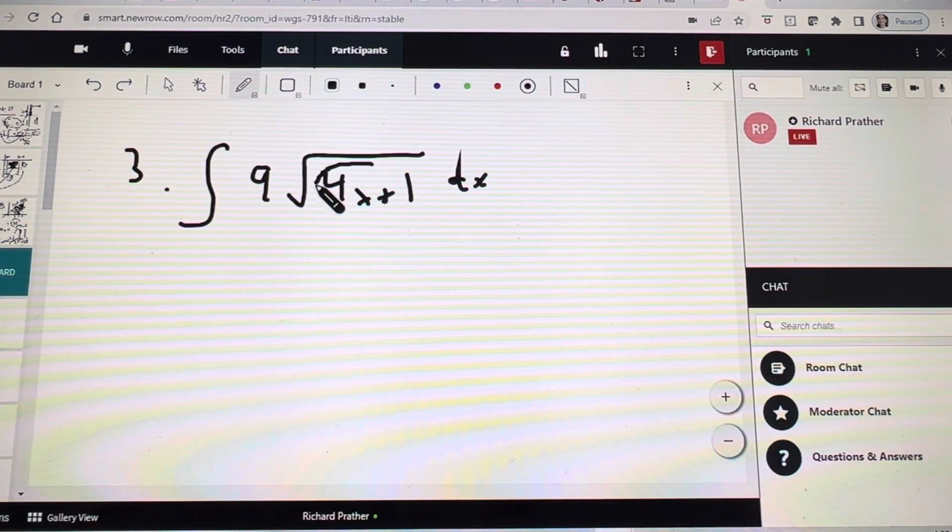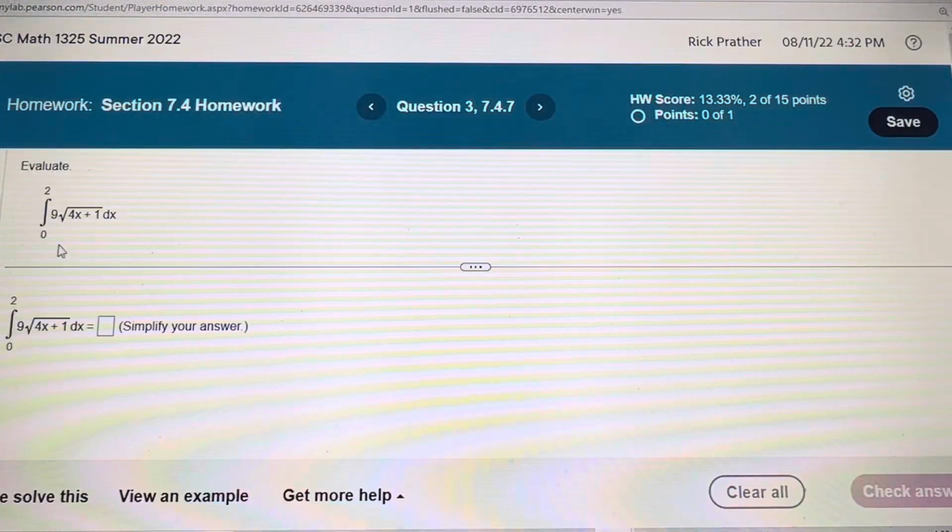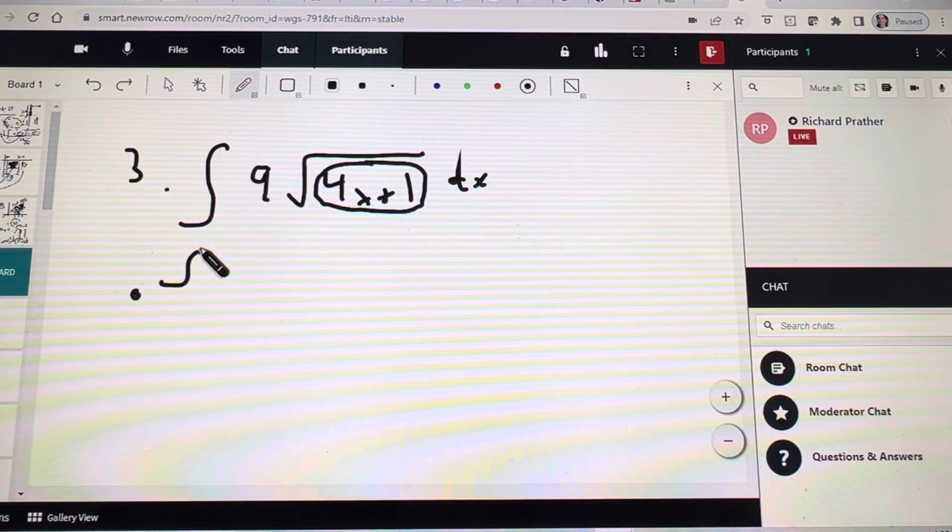But this is kind of like a chain rule where you have functions inside of functions. So the main function is a square root, but then inside the square root's a linear piece. So if I rewrite this, oops, I forgot the numbers it goes between. It goes between 0 and 2. Okay, so I could pull this 9 out here if I want to, or I can bring it back in if I need it. And then I'm going to rewrite 4x plus 1 to the 1/2 power.